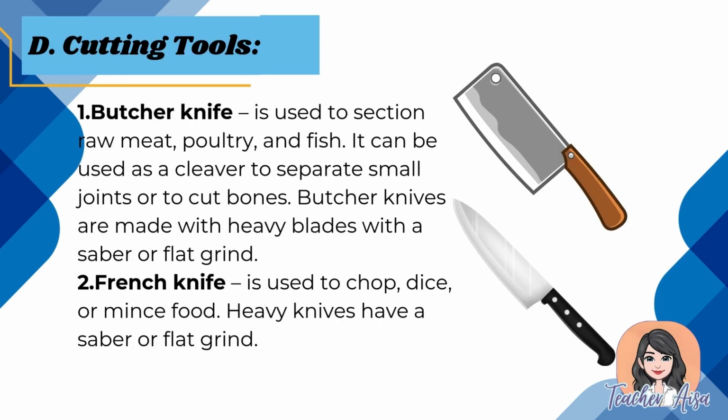Next are the cutting tools. 1. Butcher knife is used to section raw meat, poultry, and fish. It can be used as a cleaver to separate small joints or to cut bones. Butcher knives are made with heavy blades with a saber or flat grind. 2. French knife is used to chop, dice, or mince food. Heavy knives have a saber or flat grind.